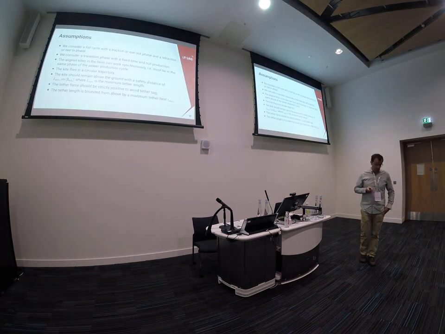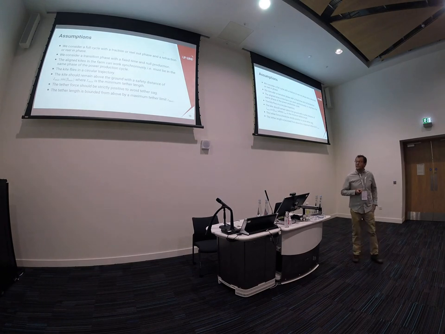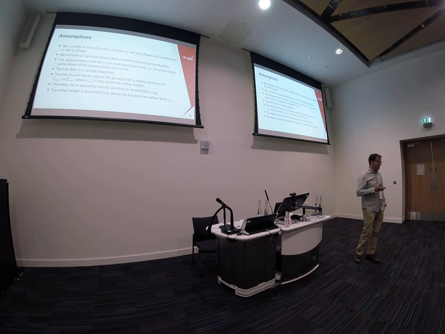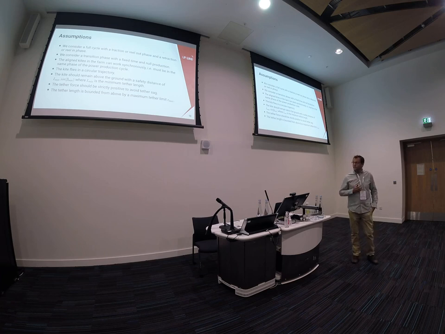In the problem formulation, we make some assumptions. We consider a full cycle with traction or reel-out phases and retraction or reeling-in phases. We also consider transition phases between the reel-out and the reel-in phases with a fixed time and no production. The kites in the farm can work synchronously. They must be in the same phases of the power production cycle. Each kite flies in a circular trajectory. The kite should remain above the ground with a safety distance. The tether force should be strictly positive to avoid tether sag, and the tether length is bounded from above by a maximum tether limit.